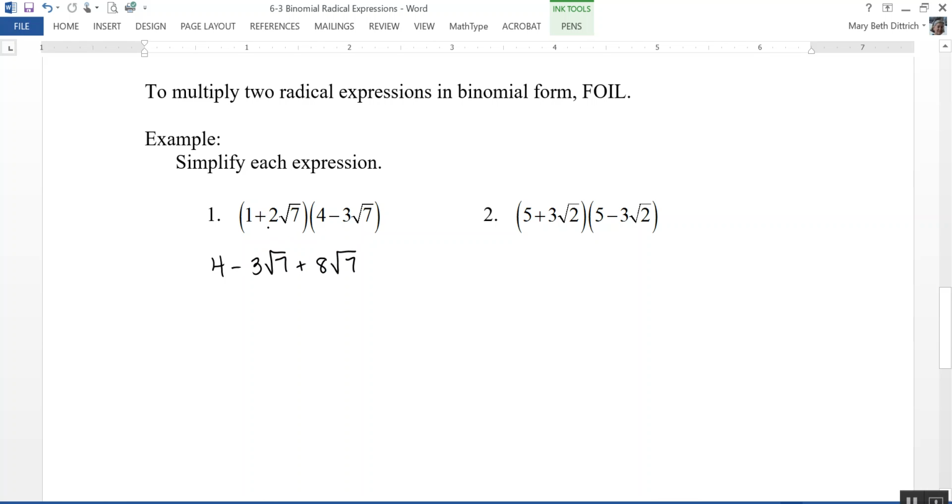And last is going to give me a negative 6. And then remember, square root of 7 times square root of 7 is just a 7. That's going to turn into a negative 42. And now I can combine these because they have the same index and the same radicand. So this is going to give me a negative 38 plus 5 square root of 7.